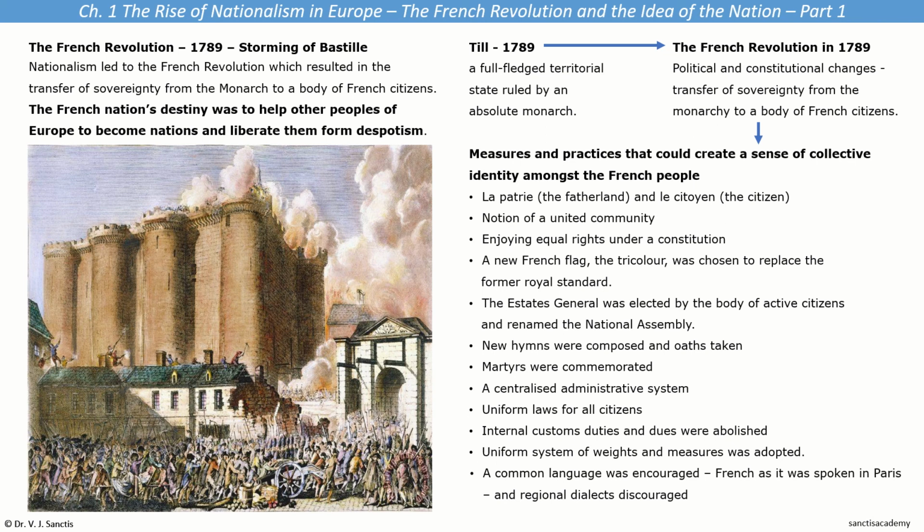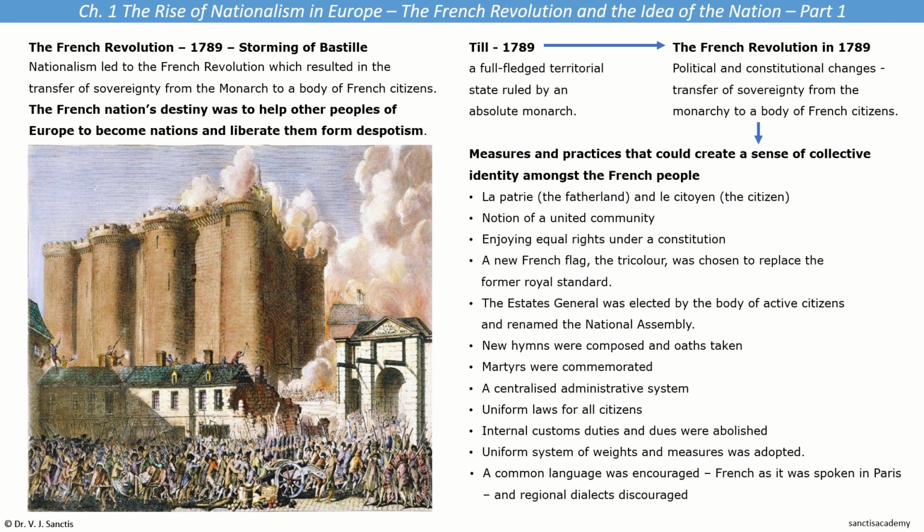Similarly, in France, the Estates General was renamed the National Assembly, which is the parliament where decisions are taken after discussion. The people do social activities together and recognize each other's efforts. Likewise, in the French nation, new hymns were composed and oaths were taken and martyrs commemorated. Like a housing society, the French nation too had a central administrative system. This is convenient for all citizens.